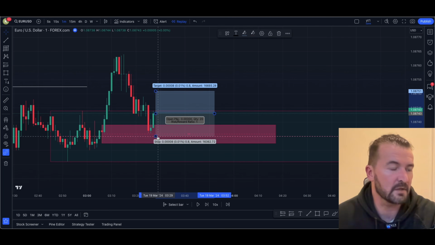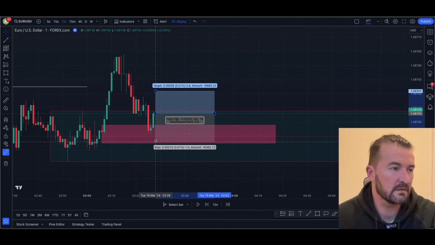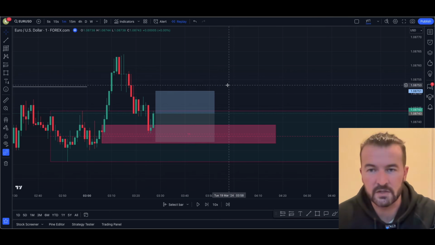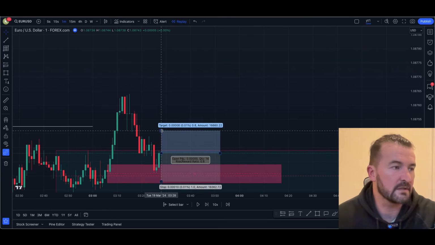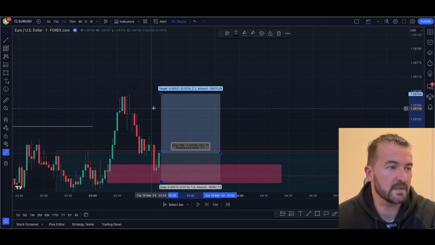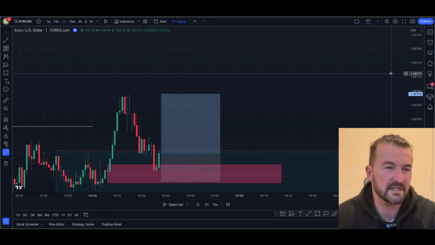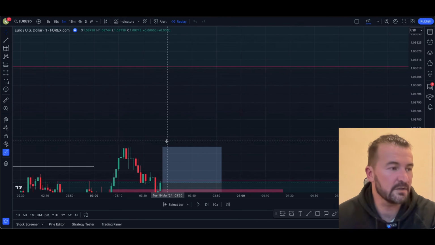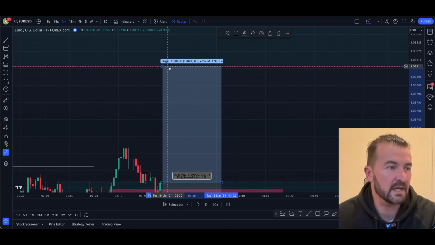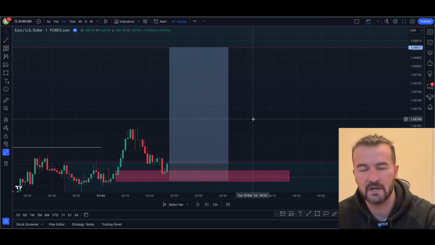I'm using a 1 pip stop because that's all I use. All right, 1 pip, oh, it looks too much now. So target 1 is going to be the nearest swing, which would be here. Only a 2.1, but still, that's fine. And target 2 is up here. Okay, so 6.8, which is all right.